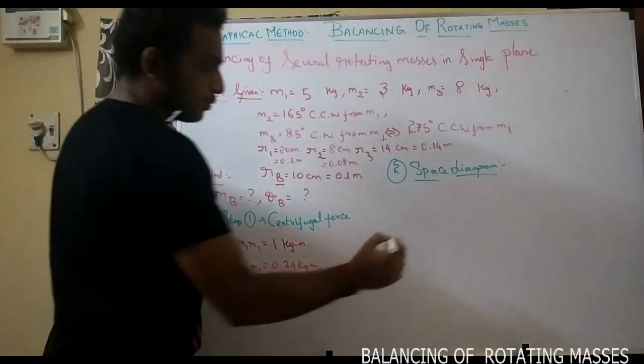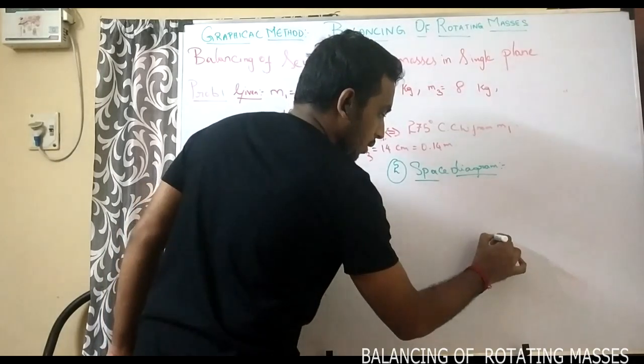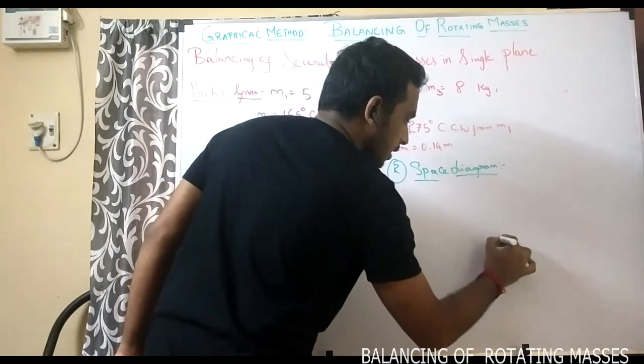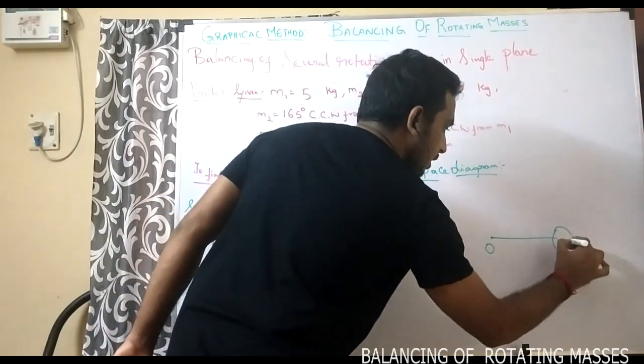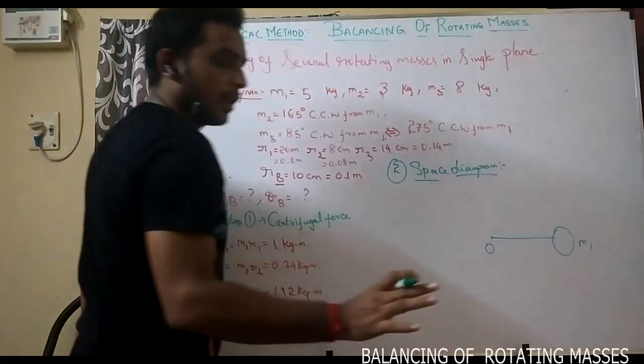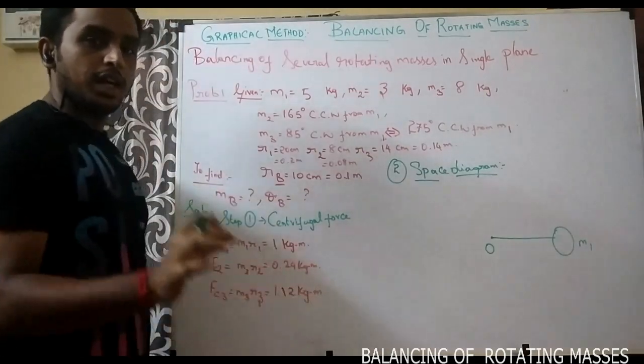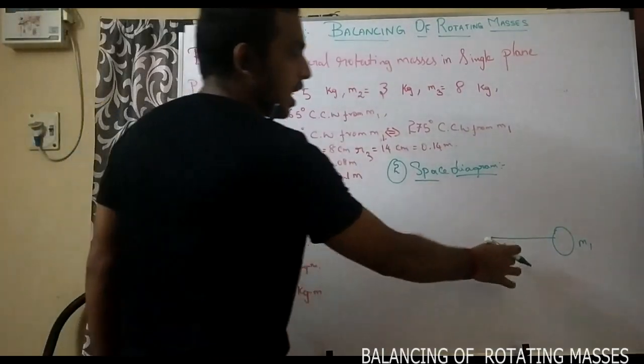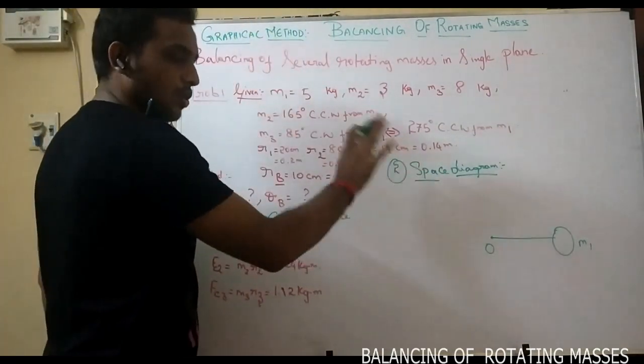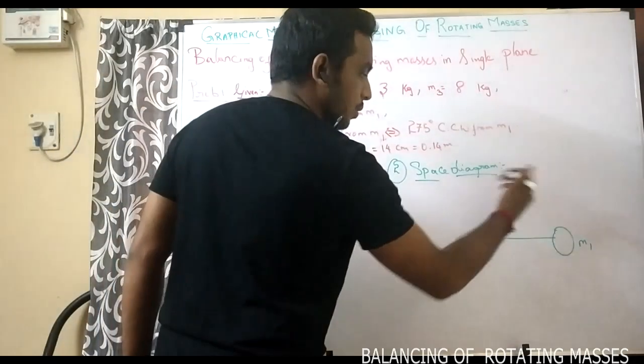So what I am going to do, with respect to O, a point O we are going to take, and this is taken as a reference plane M1. We are concentrating only on the orientation of the masses and not on the dimensions possessed by the masses, that is R1, R2, R3. You need to stick only to the orientation given by M1, M2 and M3.